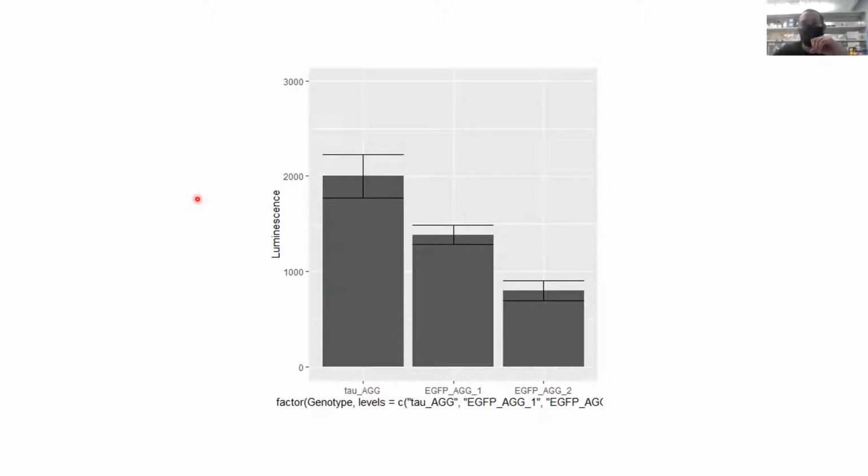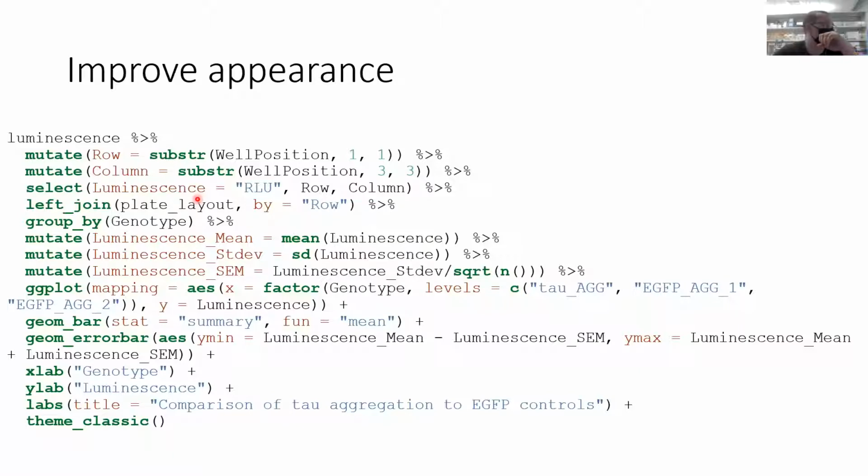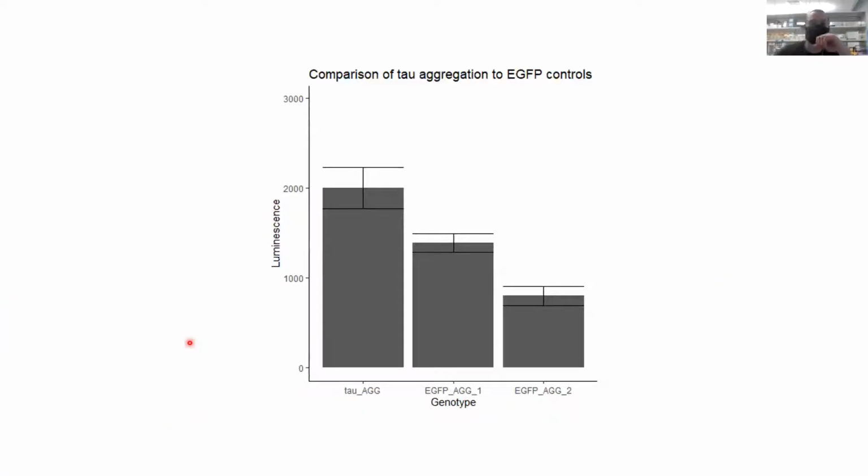So this is all the graphical information about our data that we want. The next thing to do is to improve the appearance a little bit before we move on to the stats. So if you recall, geom error bar is the last thing we did. So I'm just going to change the X and Y axis labels. I'm going to give the graph a title. I'm going to give it the classic theme. And it'll look like this. It's a little bit easier to take in visually.